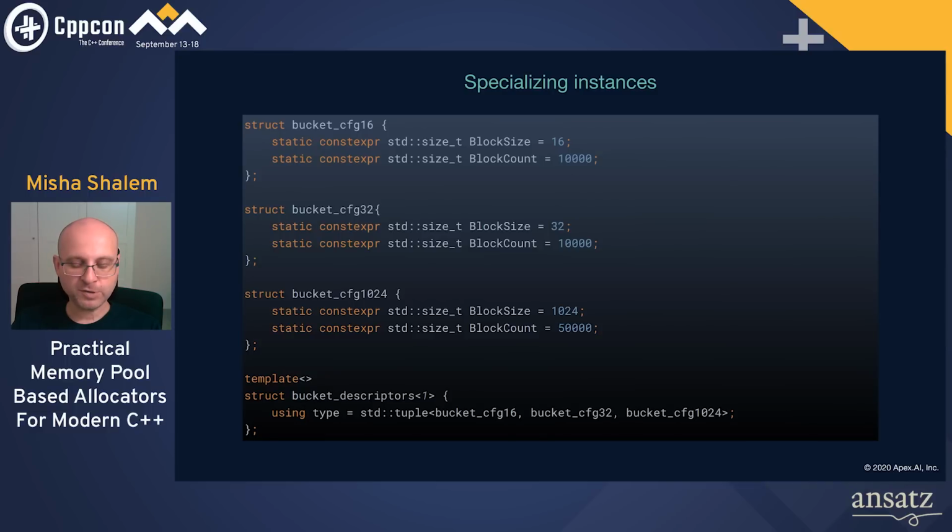Now, here we see a specialization of bucket descriptors for memory pool 1, which actually holds 3 buckets of 16, 32, and 1K block sizes. And as we said, block count here is kind of hard-coded. We're not going to address it very much. It is something which is mostly application defined. So adding this specialization and recompiling the code basically adds a definition of a memory pool. Now we need to use it somehow, right?